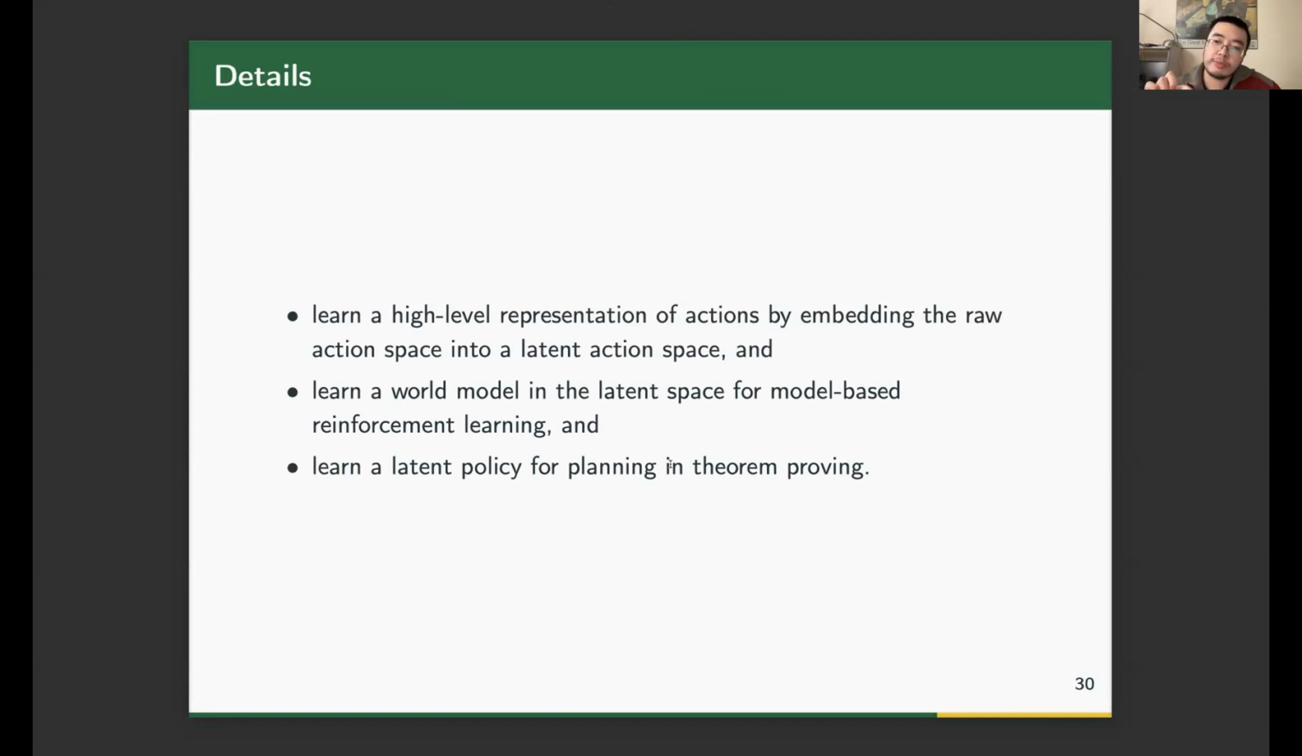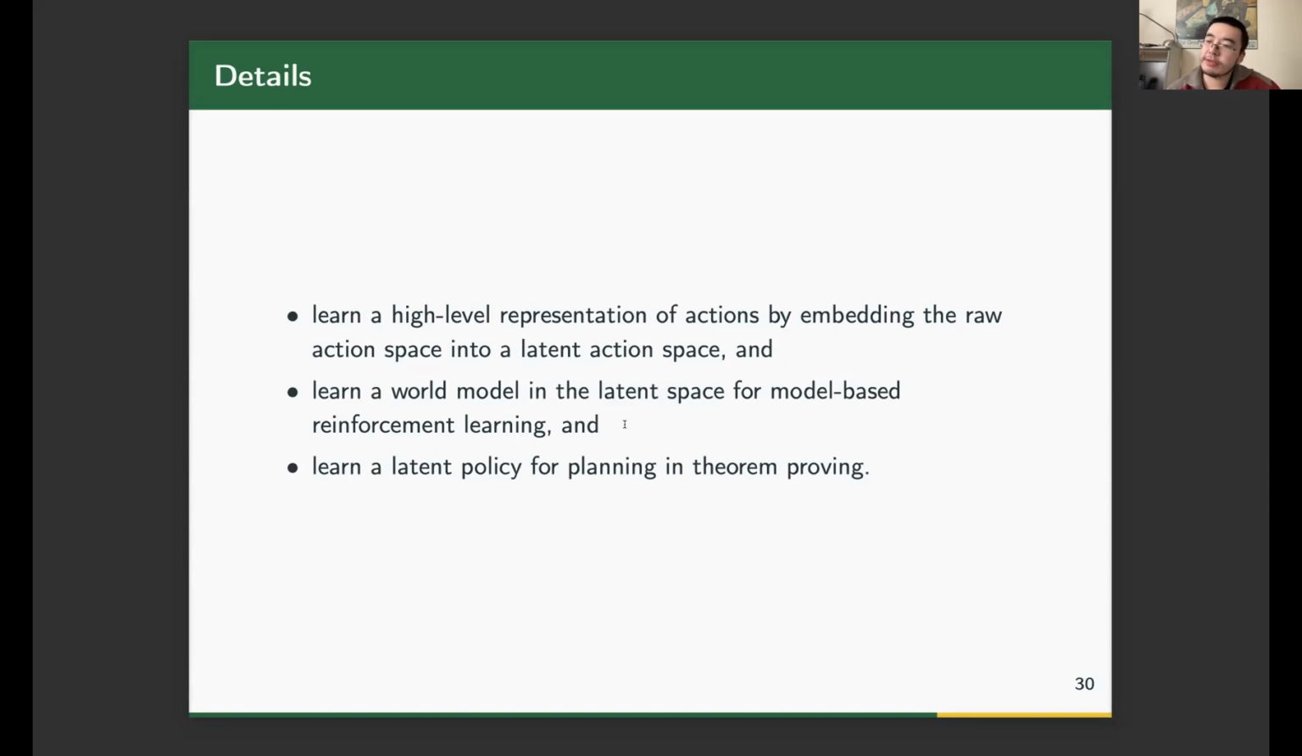We also learn a world model, which means we learn the entire dynamics of the underlying proof engine. The dynamics is expressed in latent space, in a 256-dimensional vector space. You take a goal in the latent space and an action, which is also in the latent space. Given the goal and the lemma, what is the resulting goal of that lemma application? That is also represented in the latent space.